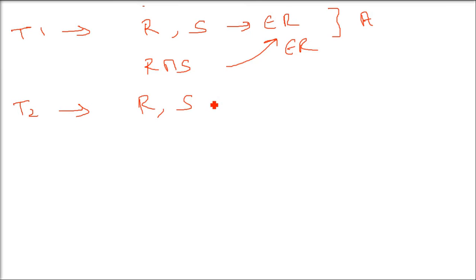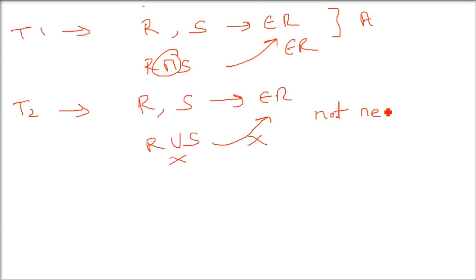The second theorem says, again, R and S are two different relations which are equivalence relations. But when you take R union S, it may be an equivalence relation, it may not be. But R intersection S definitely is going to be an equivalence relation. But R union S can be or cannot be, we don't know.